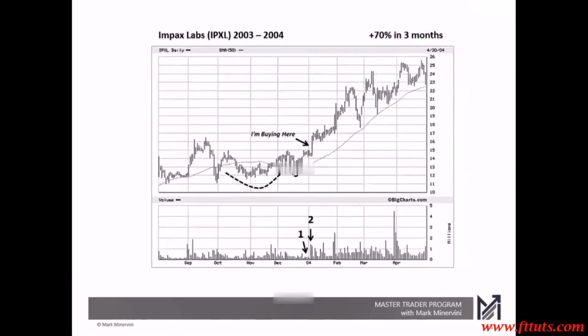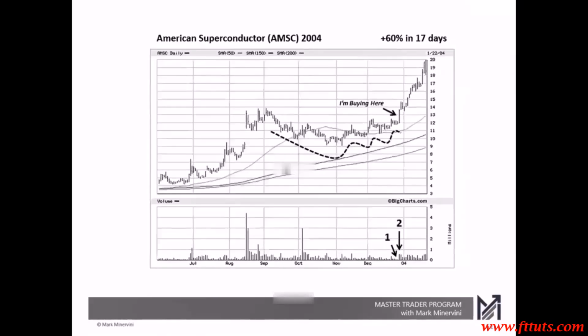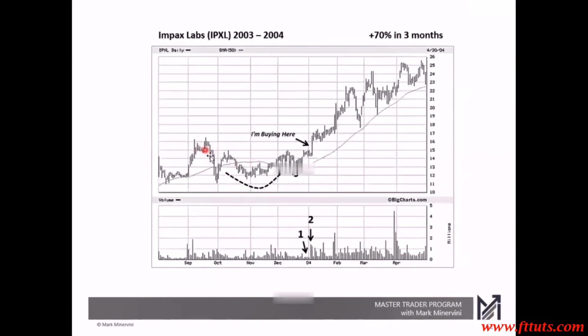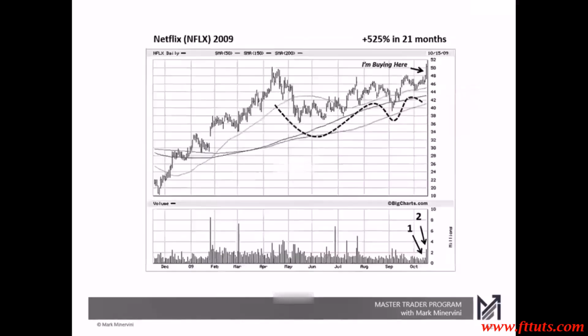All right, let's look at another one. Again, look at these two. They look almost identical. You get the same type of action here. You tighten up on the right side. You get that last tightening. There's the 1-2, right? Contraction, expansion, comes out, and a nice efficient move to the upside there.